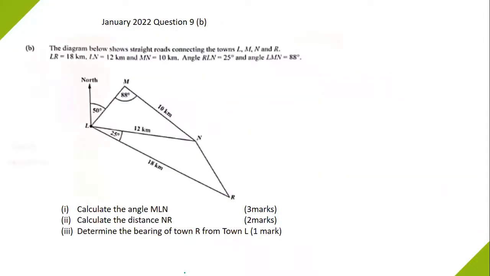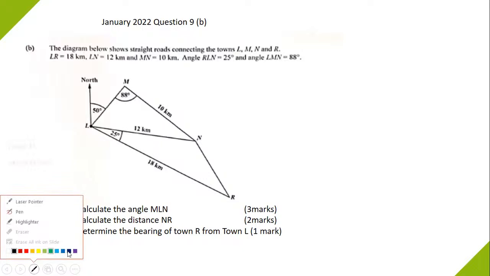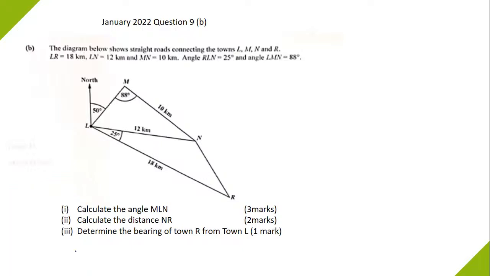Moving on now to the January 2022 question 9B. Again, we are still on bearings, okay? The first question said that the diagram below shows straight roads connecting towns L, M, N, and R. LR is 18 kilometers. LN is 12 kilometers. MN is 10 kilometers and angle RLM is 25 degrees.